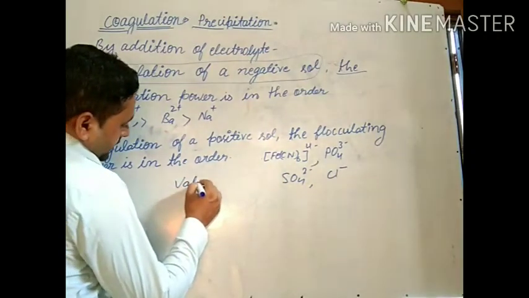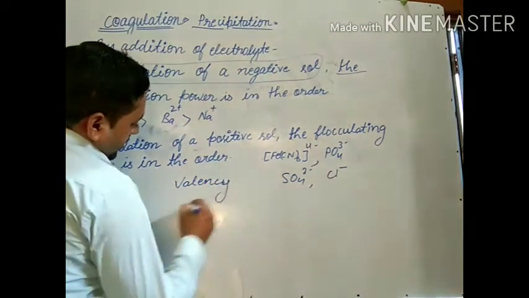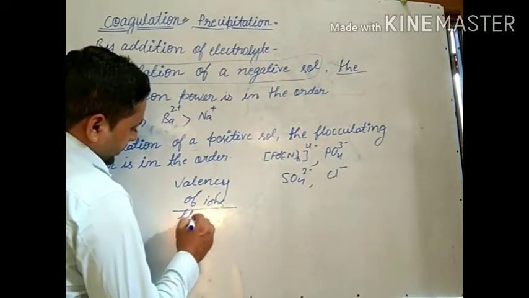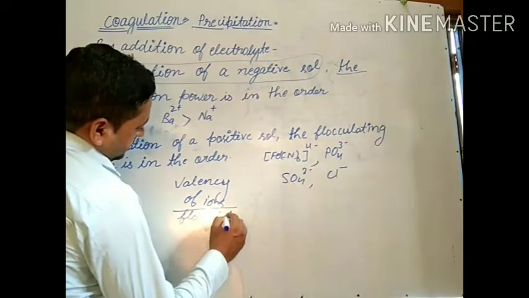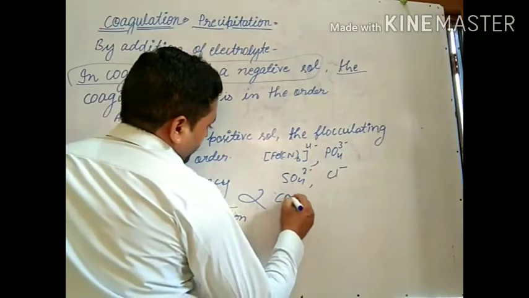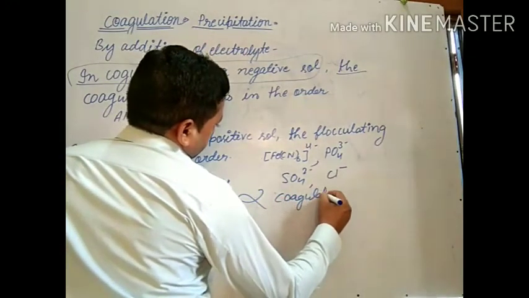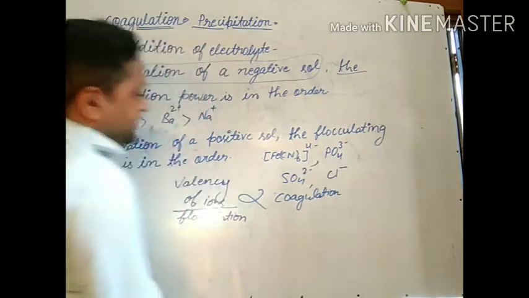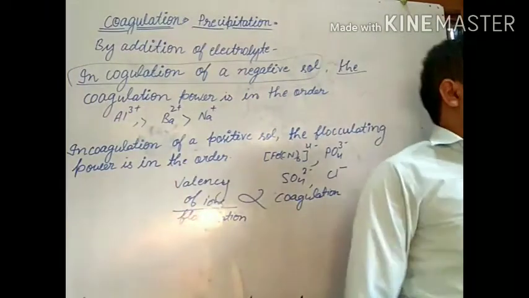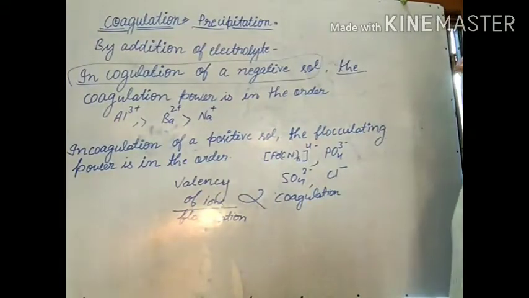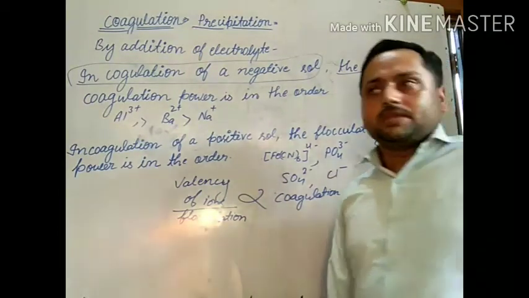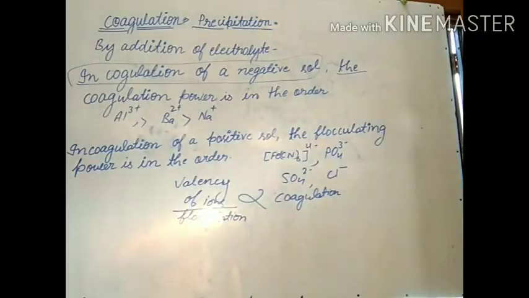Valency of ions, and what we have is the flocculating ion, is directly proportional to coagulation. Means if ions have higher valency, they will coagulate the sol at a faster rate, and we can say the coagulating power of that ion is higher than other ions whose valency is less.